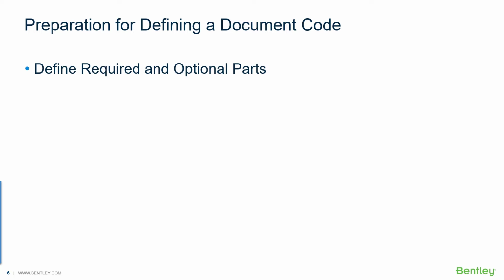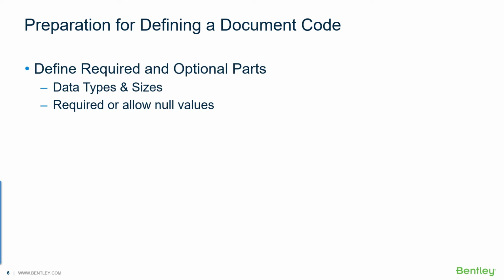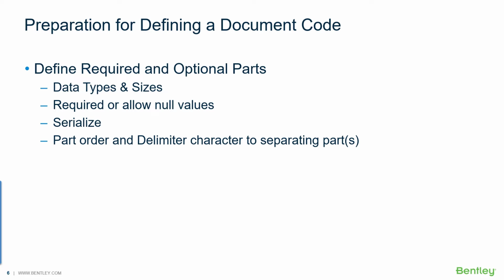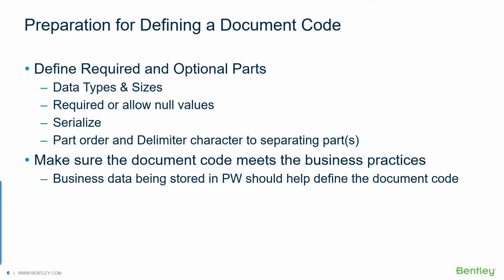The first step before creating a document code is to gather all the requirements for the document code. The parts, data type, size, whether the entry is required or will allow null values, whether the parts will be serialized, meaning all the parts gathered will be used to generate the next available serial number. The order the parts will be shown, and a delimiter character used to separate the parts. This process should be driven by discovering what type of data the business will be storing in ProjectWise.